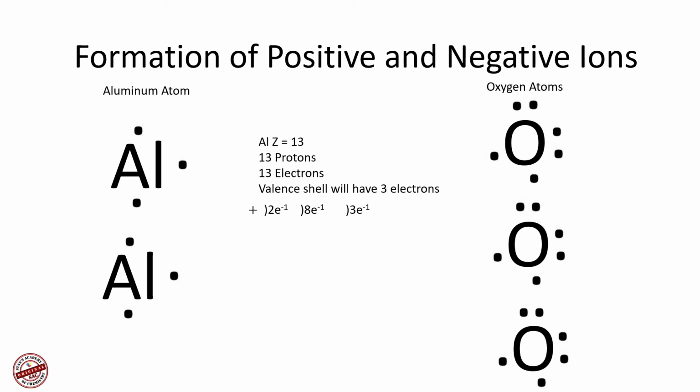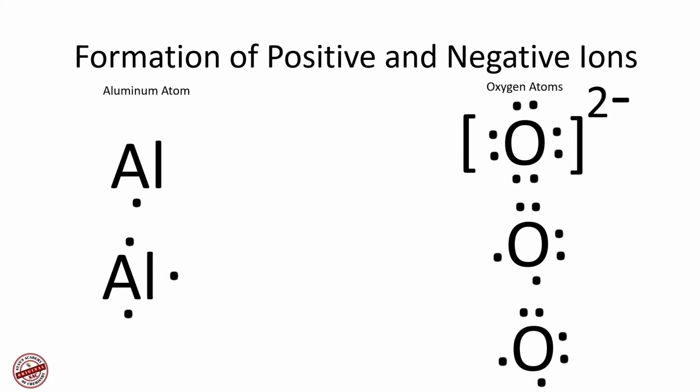On the right side, you have oxygen. Atomic number is 8. 8 protons, 8 electrons, and the valence shell will have 6 electrons. So 2, 6. 6 is the number of valence electrons. We have represented the 6 electrons with 6 dots. Since there were 3 oxygen atoms, each oxygen atom will need 2 electrons. Totally, it will need 6 electrons. And aluminum can provide 6 electrons if there are 2 of them. Let's see what happens to the electrons one at a time.